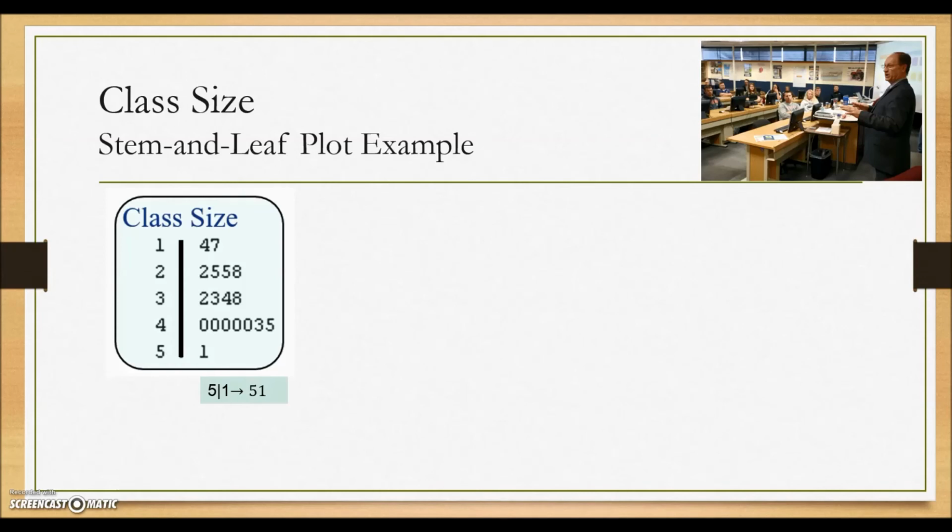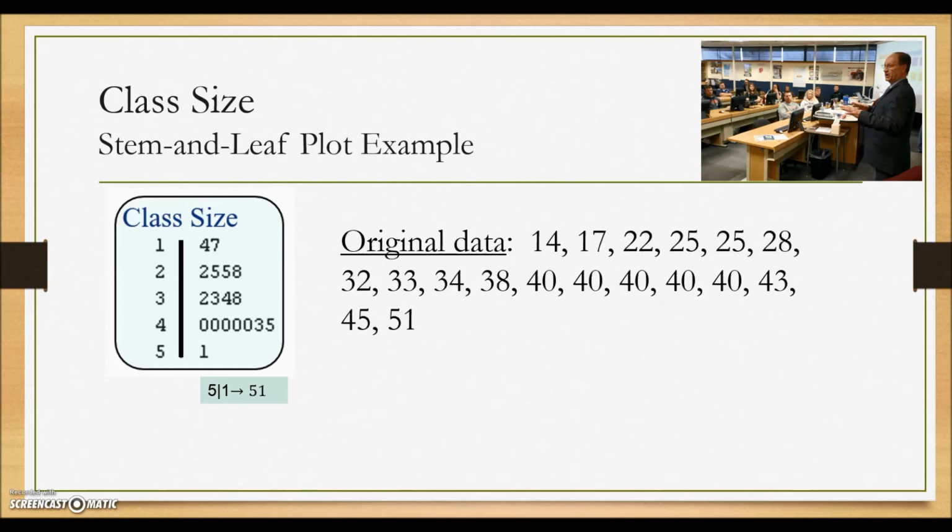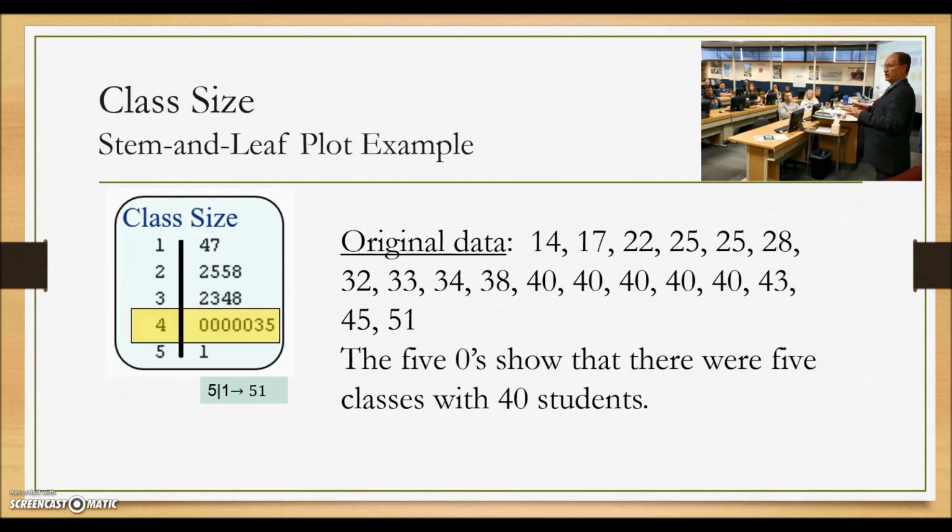Here we have an example of a stem plot indicating class size. The original data is shown here, and we can quickly make observations about the data, the smallest class size being 14, the largest 51, and the 5 zeros in this interval show that there were 5 classes with 40 students in it, which would make up the mode for this data. And also this range of 40 is where most of the class sizes are.